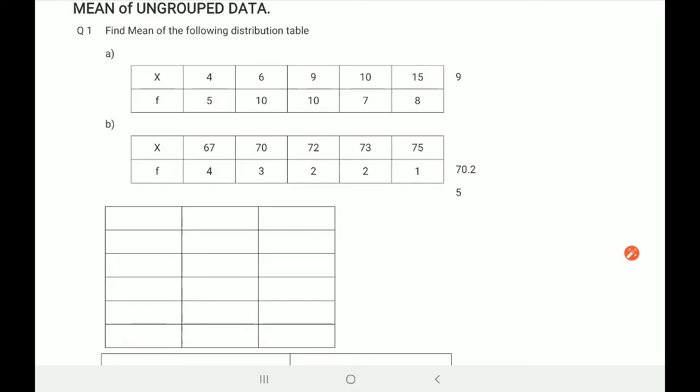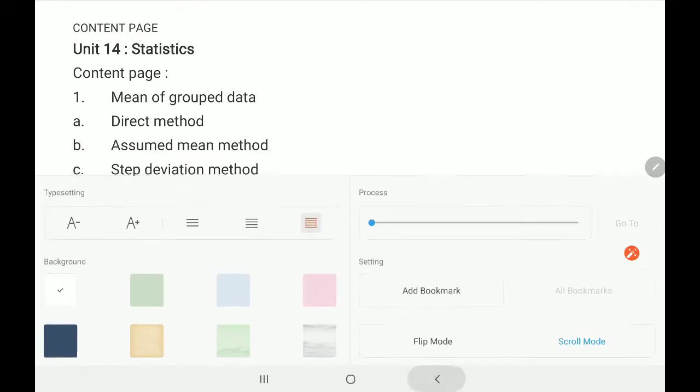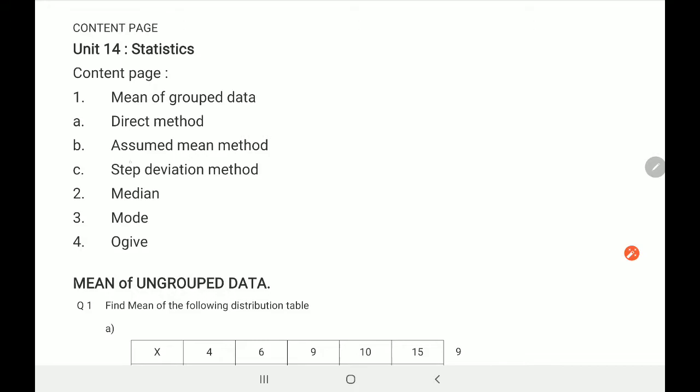Let us understand first of all what we have got in this topic. First of all, we have mean using two different methods. One is the direct method and the second is the assumed mean method. The step deviation method of mean has been cancelled from your syllabus. Then we have median and mode, and ogive is cancelled. So we have only this much part in your syllabus this year.